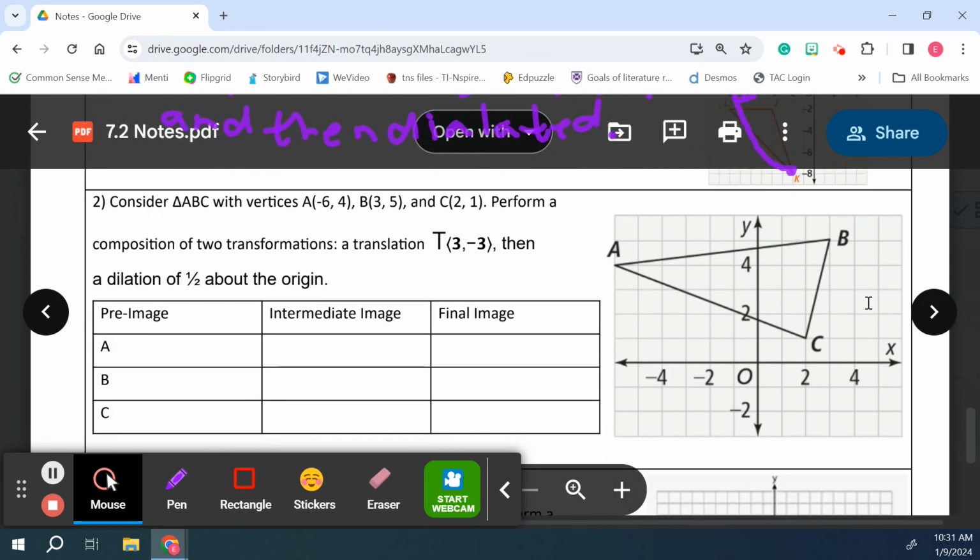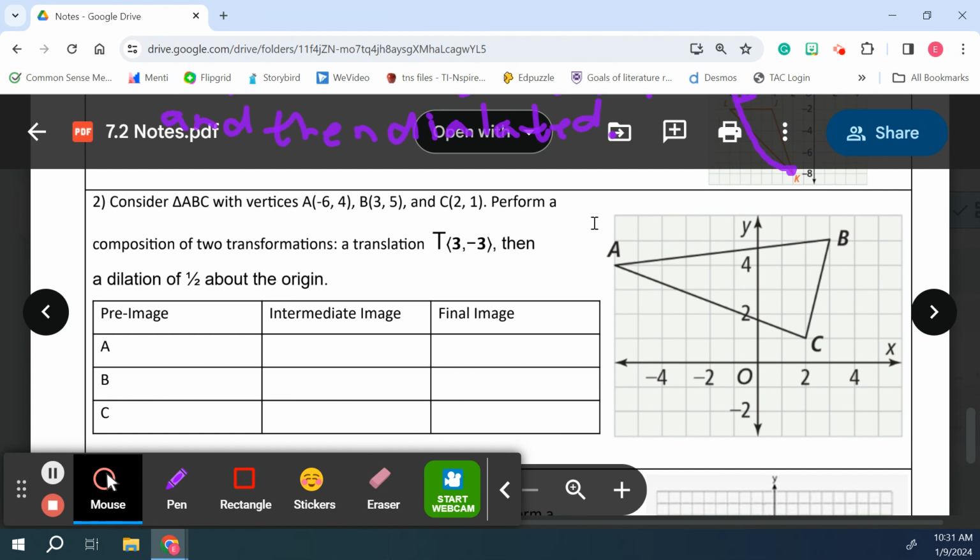All right, number 2. Now this is what I said. You remember, if you can just go with it, then write down the points, and then you can plot them later if you need to. All right. Consider triangle ABC with vertices A (-6, 4), B (3, 5), and C (2, 1). Perform a composition of 2 transformations. A translation T(3, -3), then a dilation of 1/2 about the origin.